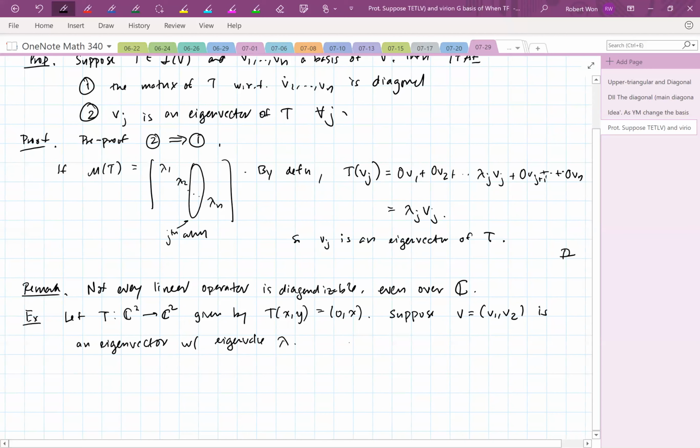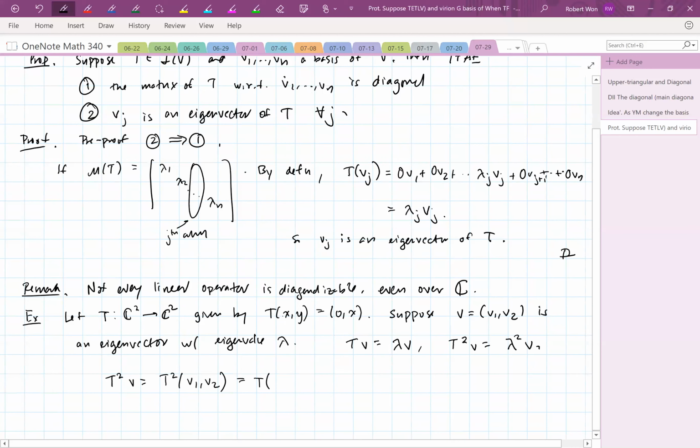Okay, what does this mean? This means that T of V will have to be lambda V, which means that also if you do T twice, T squared of V, you better get lambda squared of V, because what you're doing is you're going to scale by lambda twice. But T squared of V, that's T squared of V1, V2. What is T of V1, V2?